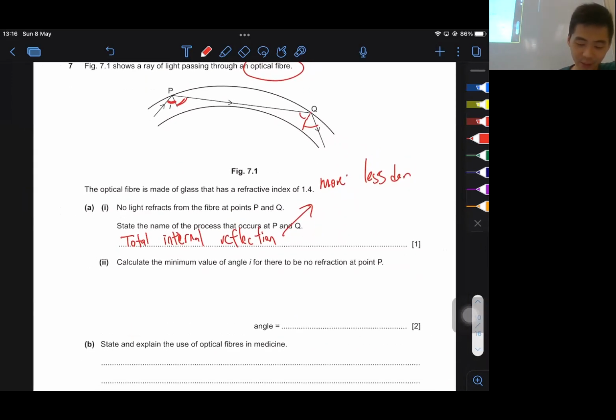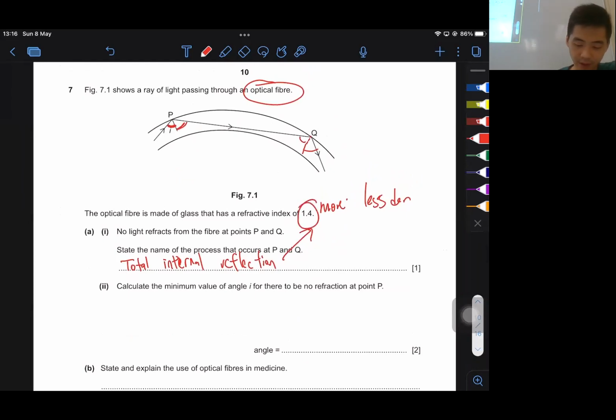Okay, then after that, this one here, they give us the refractive index already. This one here is going through total internal reflection. There are 3 formulas for refractive index. What are the 3 formulas again?